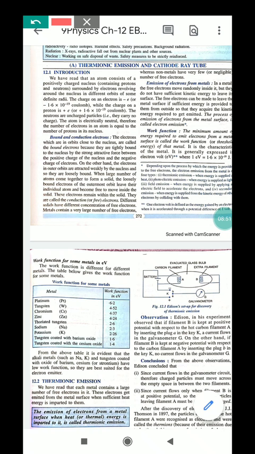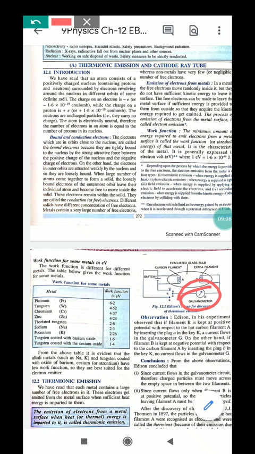Now when the filament B is made negative with respect to filament A, no current flows through the circuit, that is, the galvanometer shows no deflection. Now, so what is the conclusion after this?